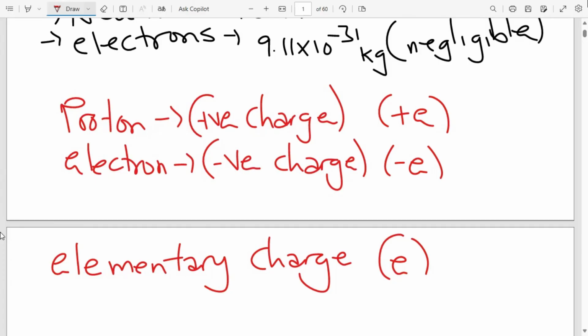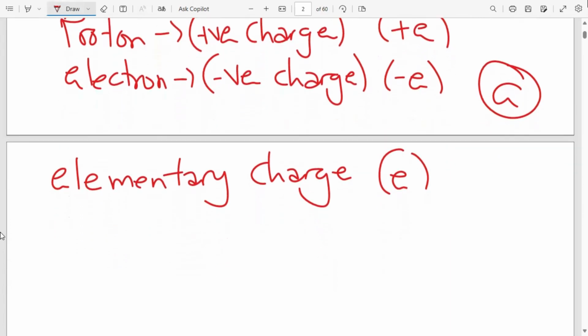So this magnitude of a charge is measured in what we call coulombs. The coulomb is the SI unit for the measurement of charge, or the amount of charge. And the coulomb is represented by the capital letter C. And the magnitude of e is actually 1.60 times 10 to the power minus 19 coulombs.